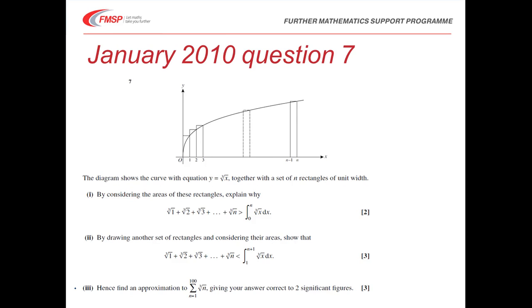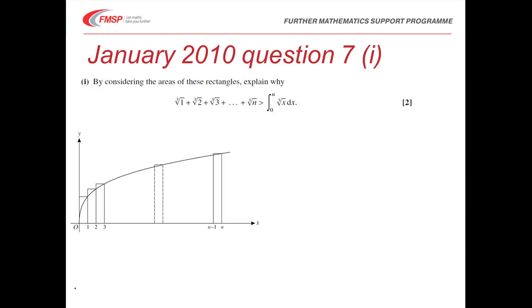So let's have a start by looking at the first part. In this particular case, it's just 2 marks here, so we just need to be careful how we write this down. But the important thing to see is that the area of the rectangles between 0 and n is definitely bigger than the area. They lie above the curve. So what we want to write here really is something to the effect that the sum of the rectangles from 1 to n is greater than the area under the curve.